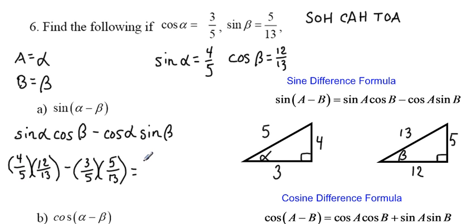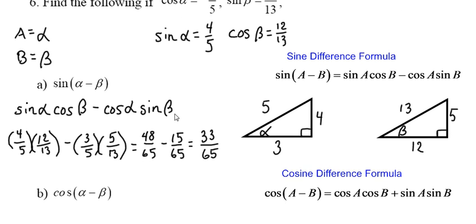So let's go ahead and multiply. 4/5 times 12/13 is 48/65. 3/5 times 5/13 is 15/65. And 48/65 minus 15/65 gets us 33/65, and that's our final answer for the sine of alpha minus beta.